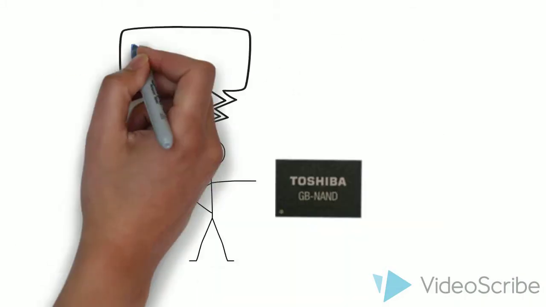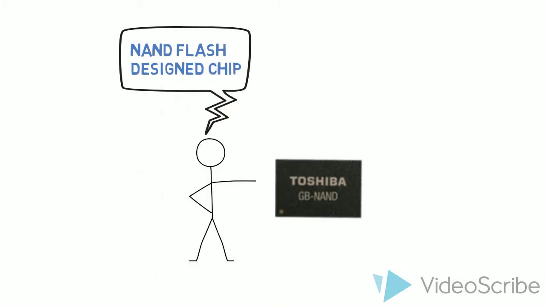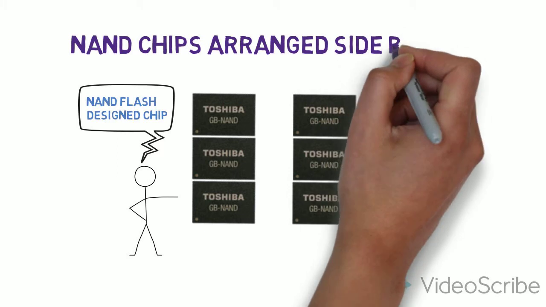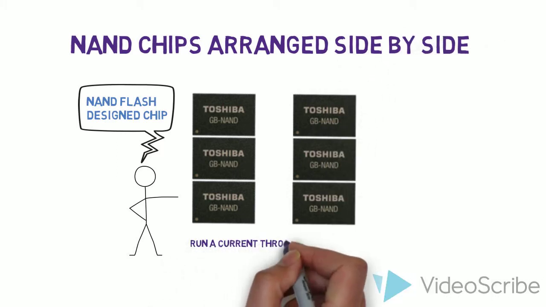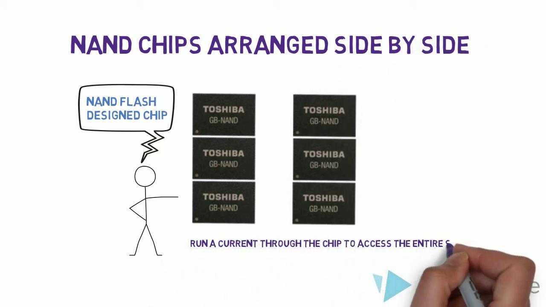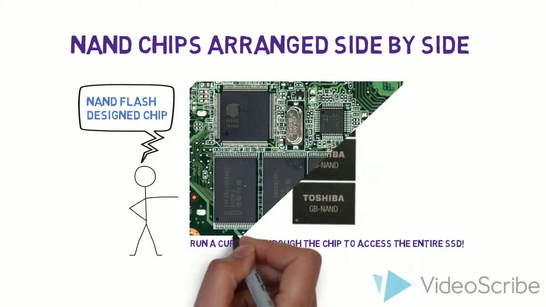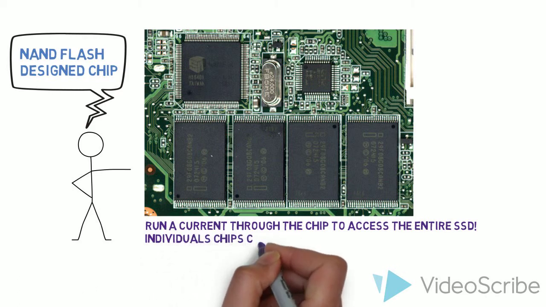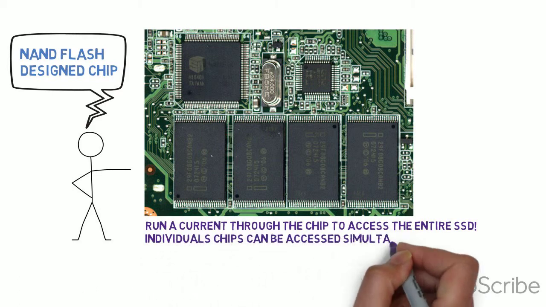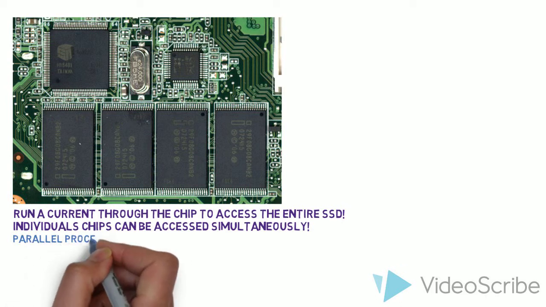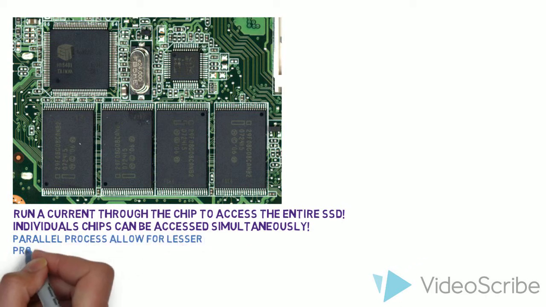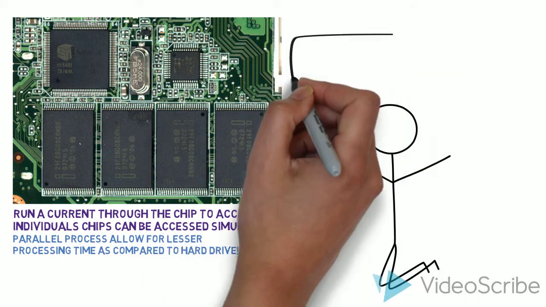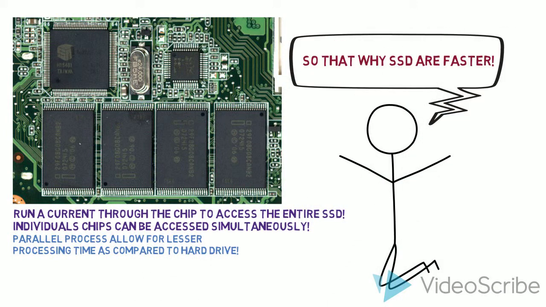These cells are then arranged together, usually in a NAND flash design, and the blocks of NAND chips are placed side by side with each other. As the transistors can be accessed by running a current through the entire SSD, it does not matter if the blocks are stored next to each other or in different NAND chips. Every block can be accessed simultaneously, making data reading a parallel process. This parallel process in the SSD enables less processing time than the linear process in a hard drive.